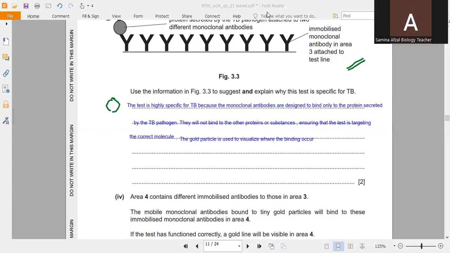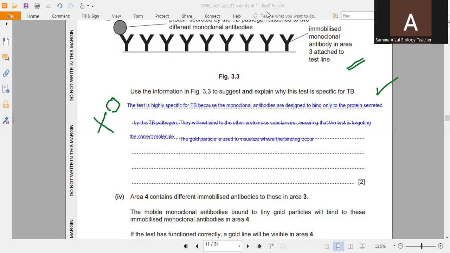So they have complementary shapes to the protein which will be secreted by the pathogens. So only that protein is able to attach to the binding site, because as you know, in an enzyme-substrate complex, there are active sites where only the specific substrate can attach to the binding site of that specific enzyme. So the same is the case over here. That is, this test is highly specific for tuberculosis, because the monoclonal antibodies are designed to bind only to the protein secreted by the TB pathogens.